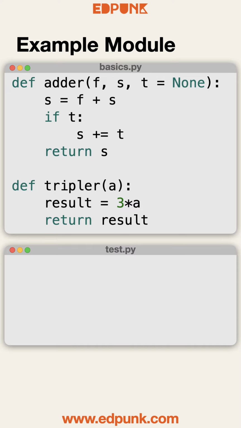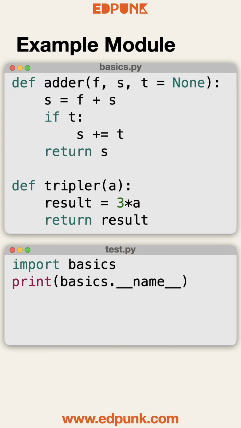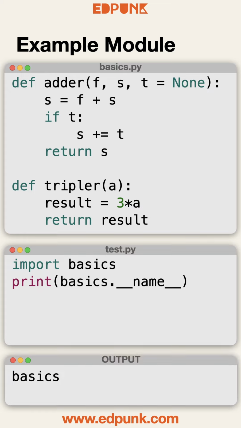The name of the file is the module name. So, let us import the functions of the basics module in test.py by executing the import basics statement. This module name is also available as a global variable __name__ in the module. So, let us print it by executing print(basics.__name__). The name of the module basics is printed as an output.